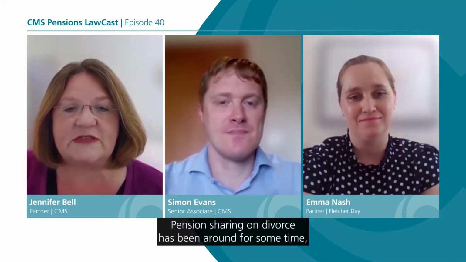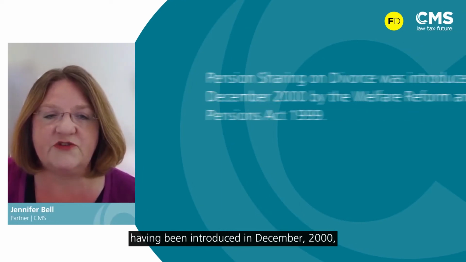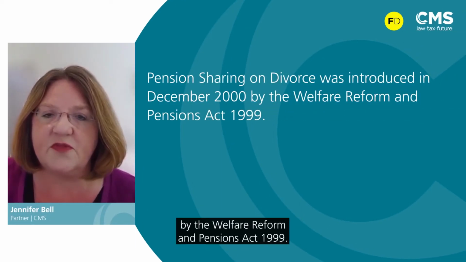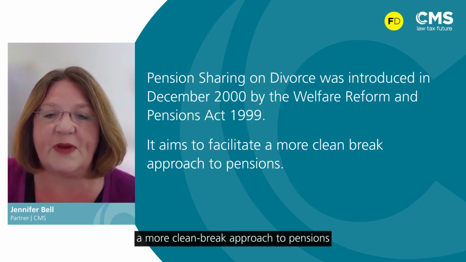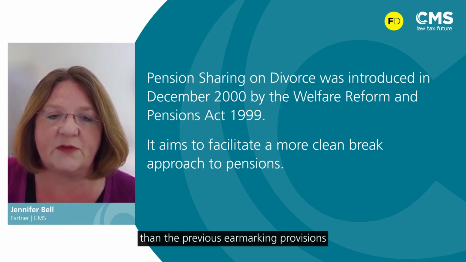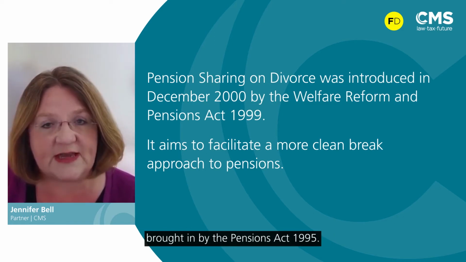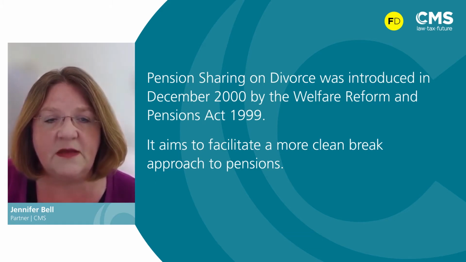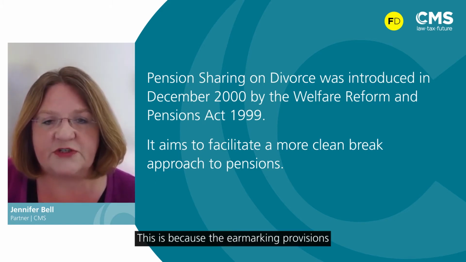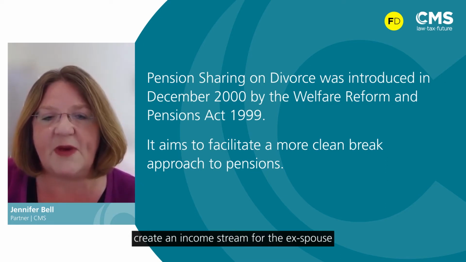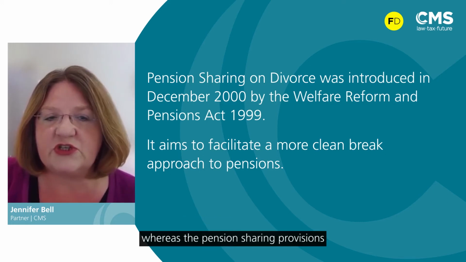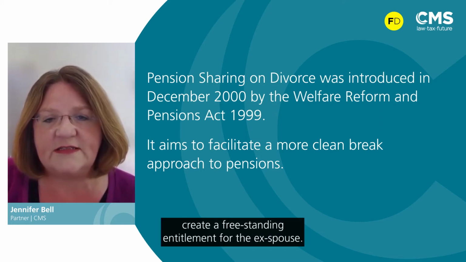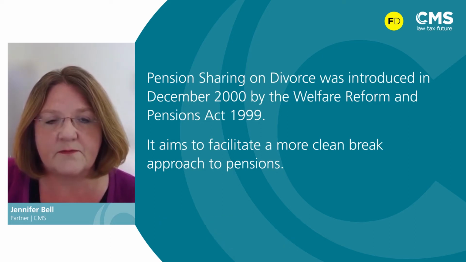Pension sharing on divorce has been around for some time, having been introduced in December 2000 by the Welfare Reform and Pensions Act 1999. It aims to facilitate a more clean break approach to pensions than the previous earmarking provisions brought in by the Pensions Act 1995. This is because the earmarking provisions create an income stream for the ex-spouse that's dependent on a member's pension entitlement, whereas the pension sharing provisions create a freestanding entitlement for the ex-spouse.